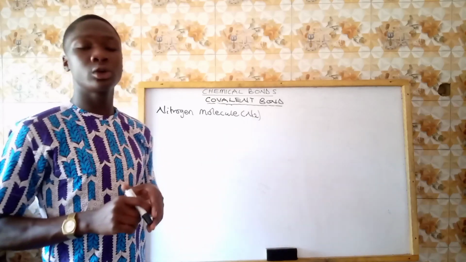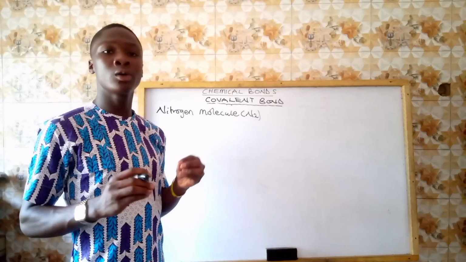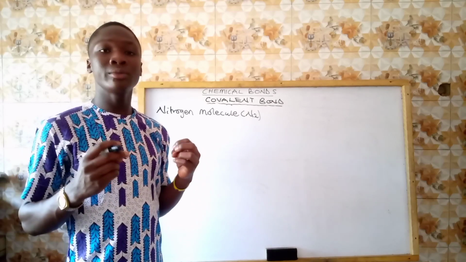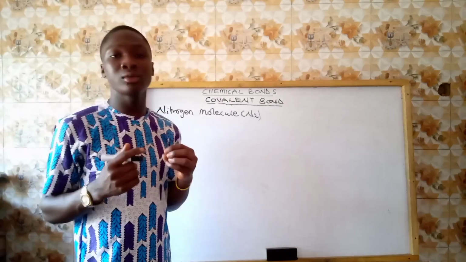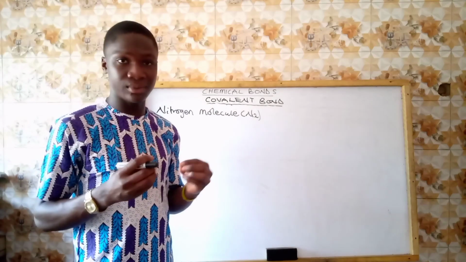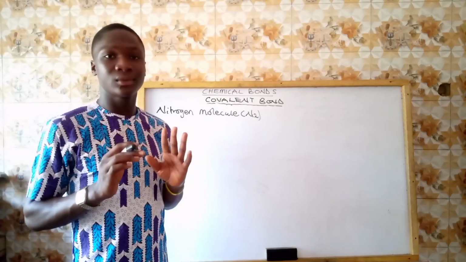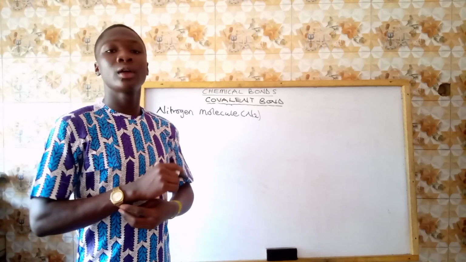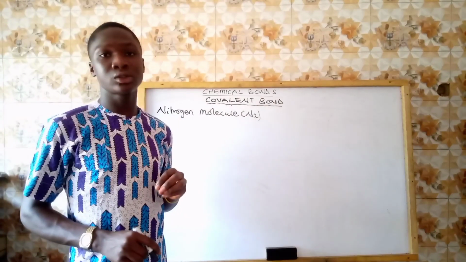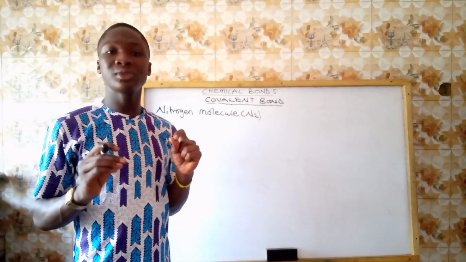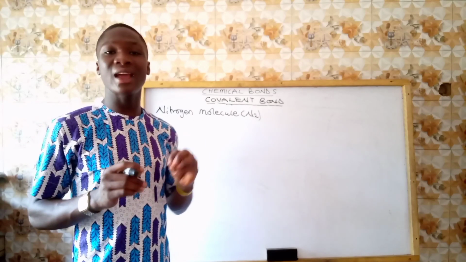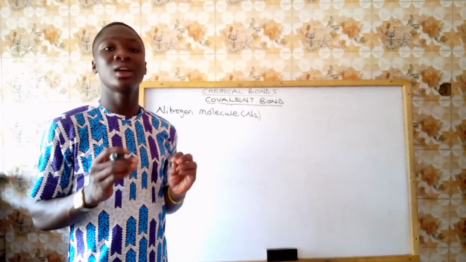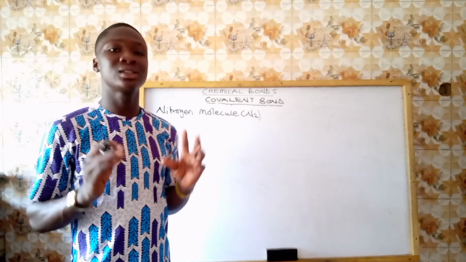So now, the reason why atoms form bonds is that they want to become stable. For stability, you have already learned all of these. For covalent bonds to be formed, the atoms must share electrons. Unlike the ionic bonds where atoms transfer electrons, for this one, the atoms share electrons to become stable.